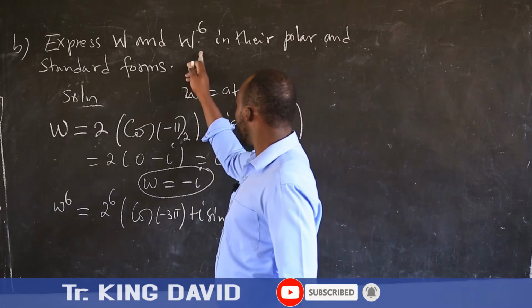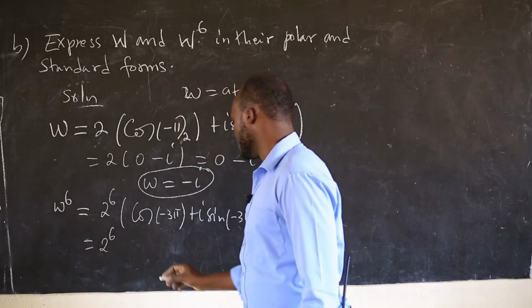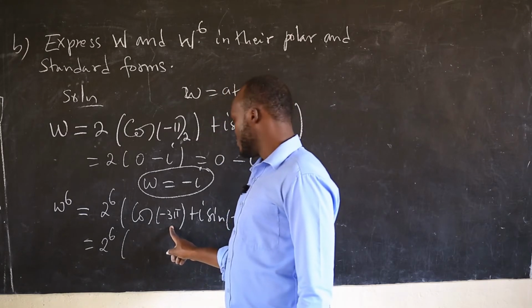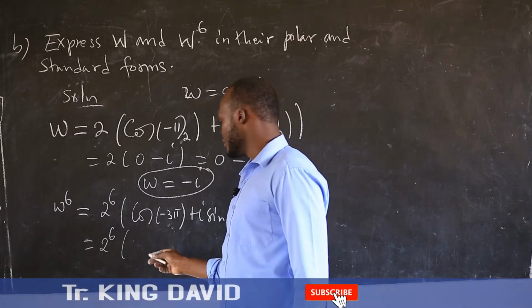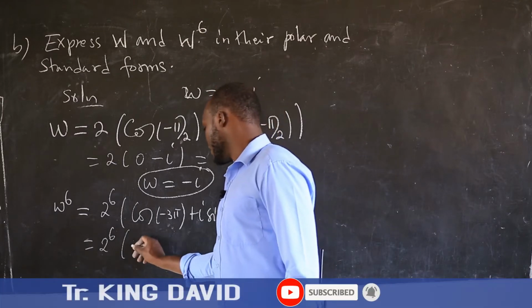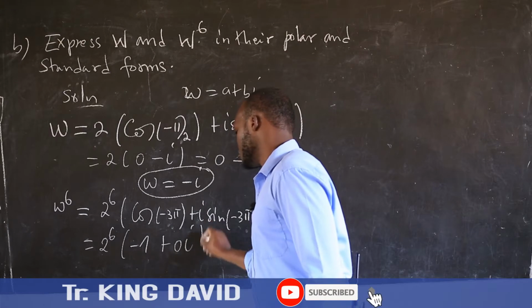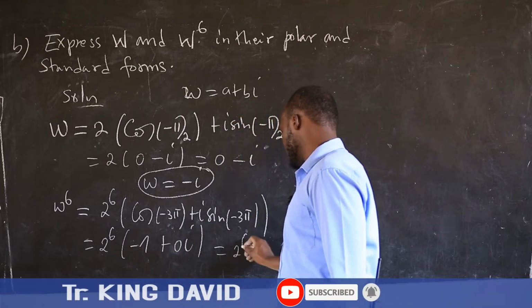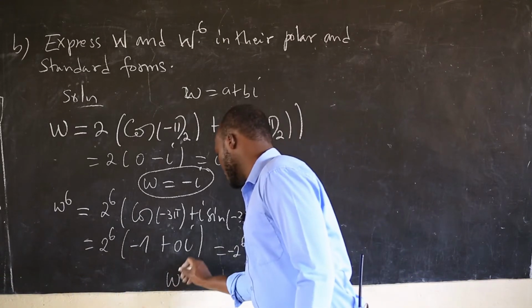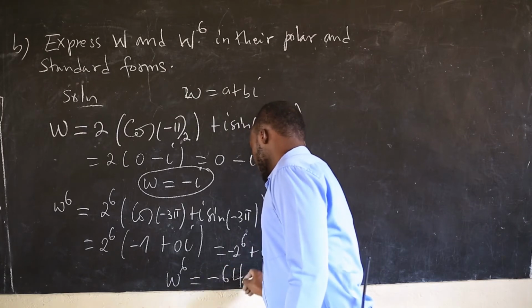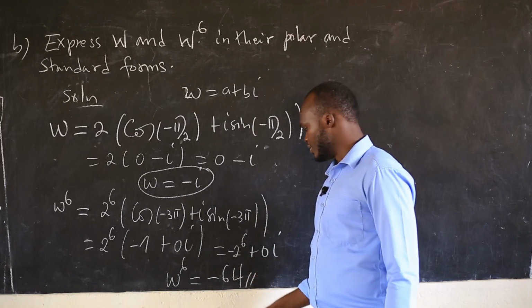So let's go to W power 6 in the standard form. This is 2 power 6 into bracket cos of negative 3 pi. That's negative 1, because cos of pi, cos of 180, is negative 1. And the sine of negative 3 pi is 0, plus 0i. So finally, this is negative 2 power 6 plus 0i, and 2 power 6 is 64. So W power 6 equals negative 64. So that is the answer. So we are done with number 7b.